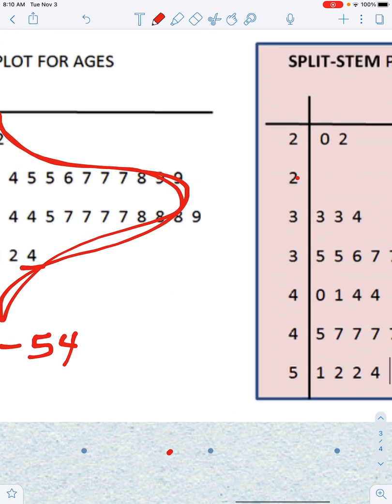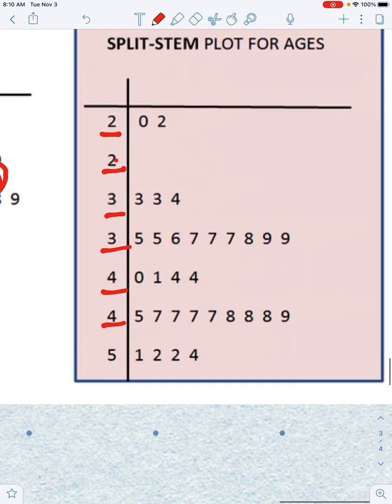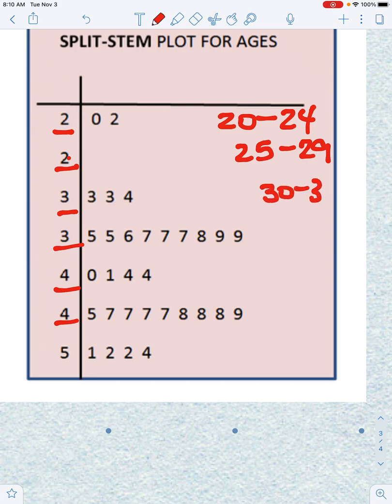this one. And what a split one does is it breaks the stem of 20 into two. Notice that there's two 30s and two 40s. And what it does is this first group is from 20 to 24. The second grouping is 25 through 29. Okay? And then 30 to 34. And then this group is 35 to 39.